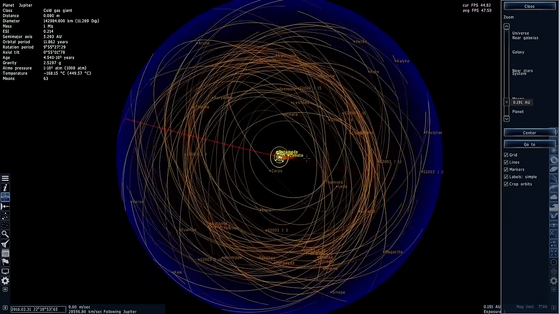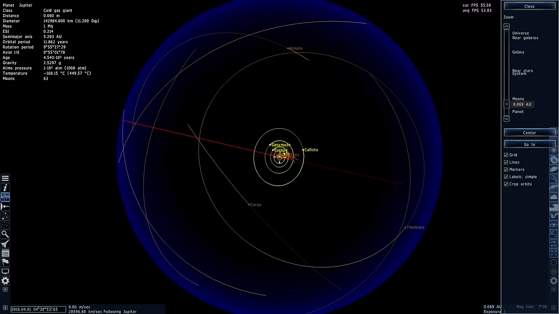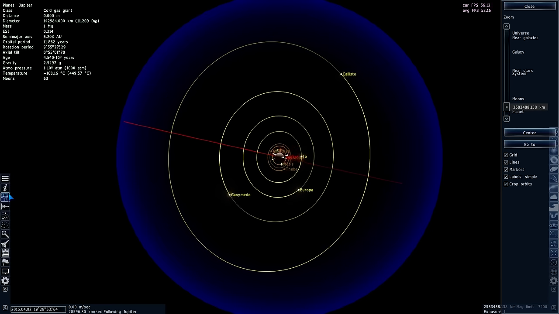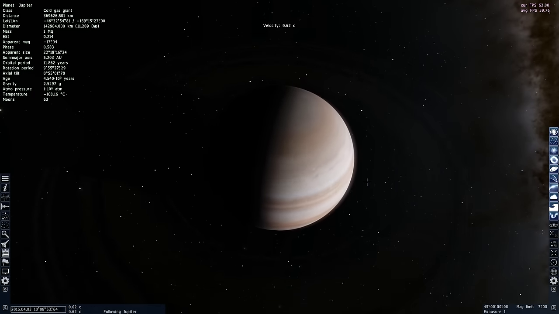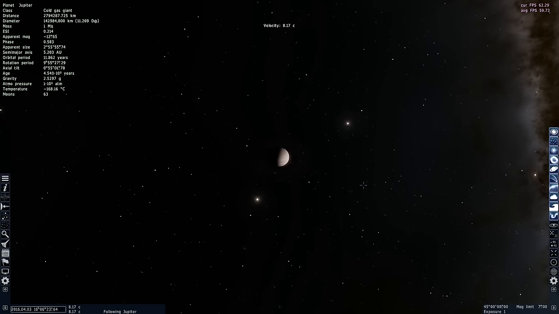But there's a lot of them, and many of them have really unique names, like Carpo. Have you heard of Carpo before? I haven't. Now you have. Anyway, what we're going to do now is move into Universe Sandbox 2 and explore a little bit more about Jupiter, and I'm going to teach you some more facts about this awesome, beautiful planet.